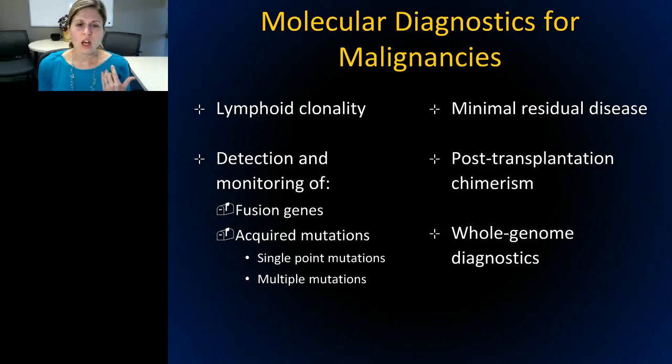So for hematologic malignancies, lymphoid clonality can be considered both hematologic and solid tumor, depending on who you're talking to. But I will describe a little bit of lymphoid clonality. But certainly, with the detection and monitoring of fusion genes and of acquired mutations, this is where we're definitely going to be looking at the hematologic side. But there are far more acquired mutations that are going to be seen in the solid tumor world.